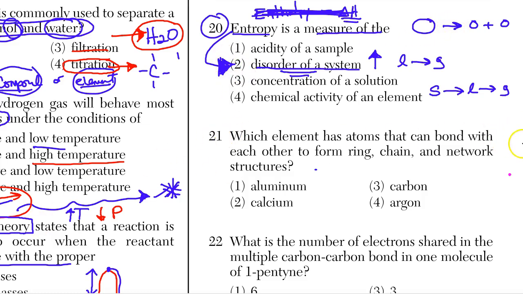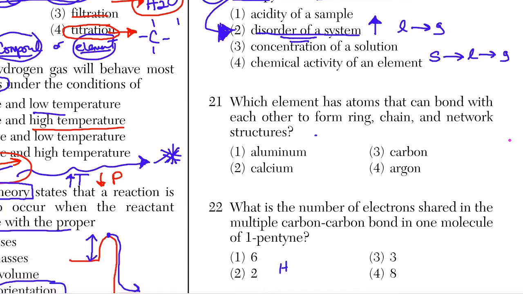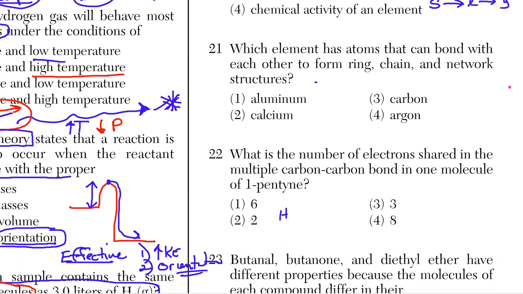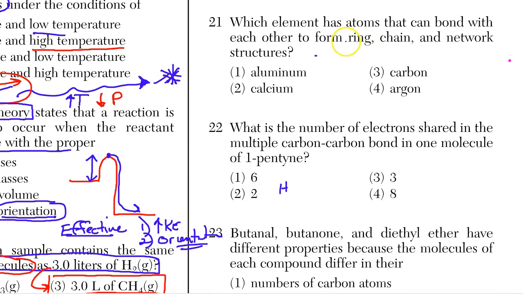Number 21. Okay, looking at 21, and we'll just circle that. You look at which element has atoms that can bond with each other to form rings, chains, or network structures, and that's going to be carbon. Okay, you should know that glucose or amino acids, any organic compounds, okay, are carbon based, and there's all different types of ring structures that we use in chemistry that have carbons in them.